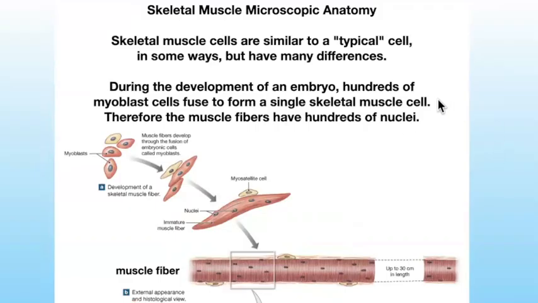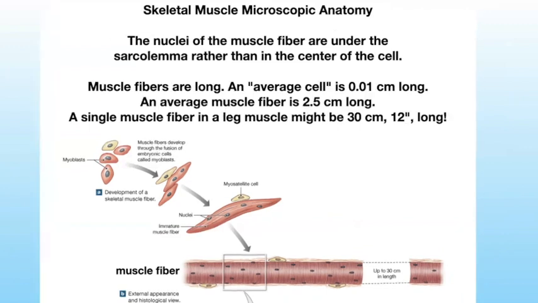Skeletal muscle cells are similar to a typical cell in some ways, but have many things that are different from a typical little cell as we learned in biology. During the development of an embryo, hundreds of myoblast cells fuse to form a single skeletal muscle cell. Therefore, the muscle cells have hundreds of nuclei because they're made of hundreds of cells that have fused. That's the last we'll see of myoblasts. Okay, they belong in development. They're not part of muscles after that. The nuclei of the muscle fiber are under the sarcolemma rather than in the center of the cell.